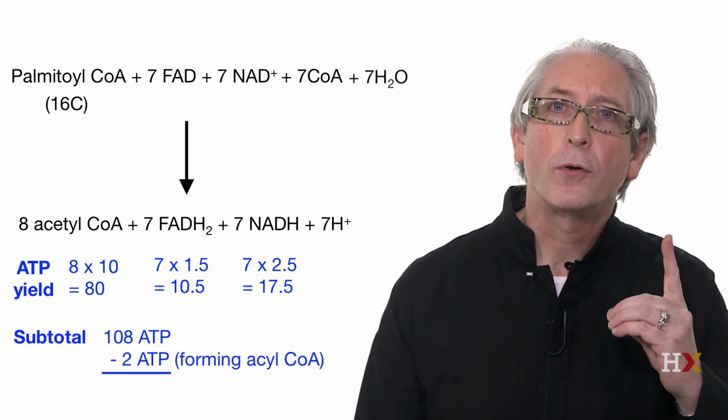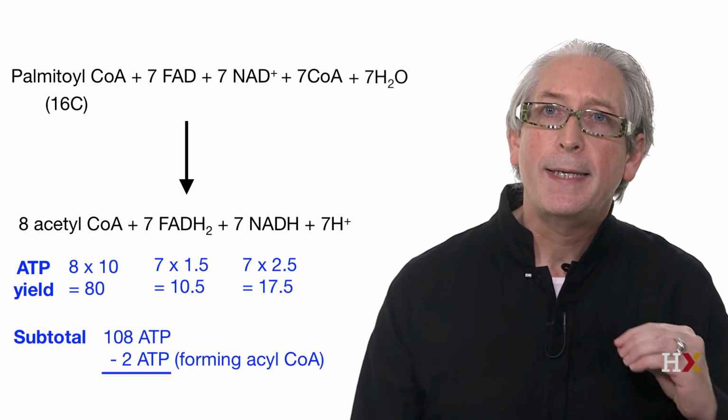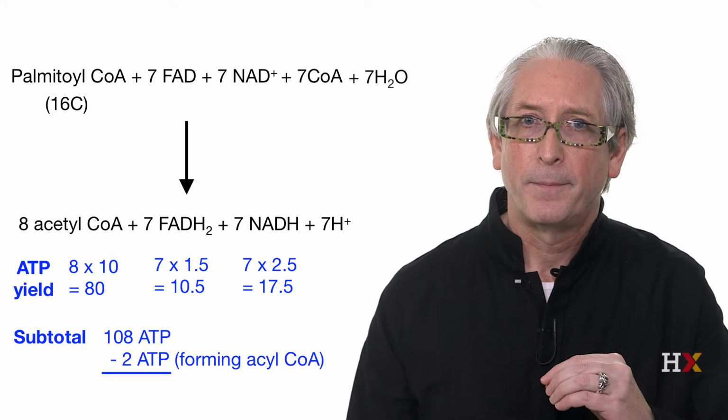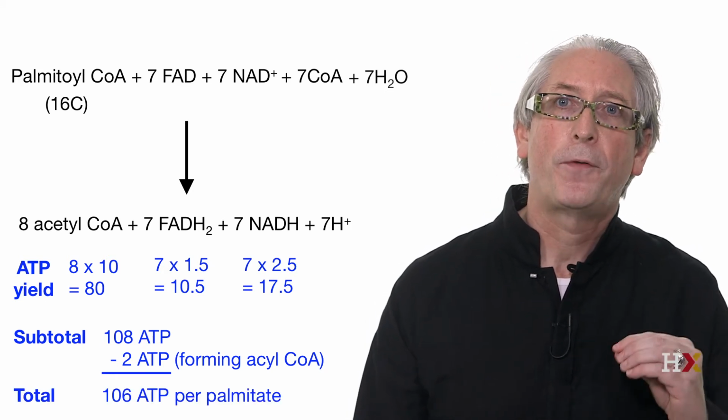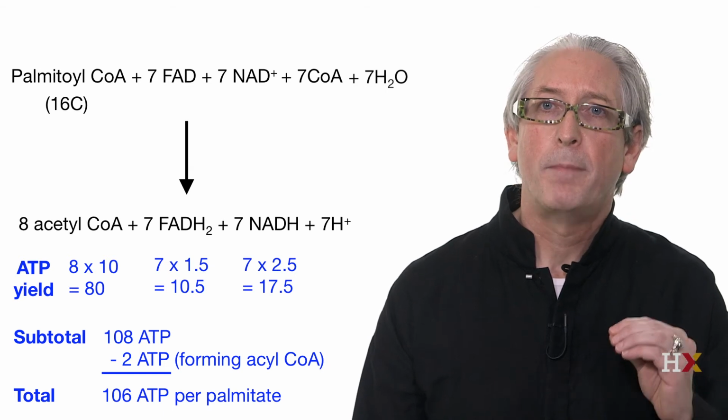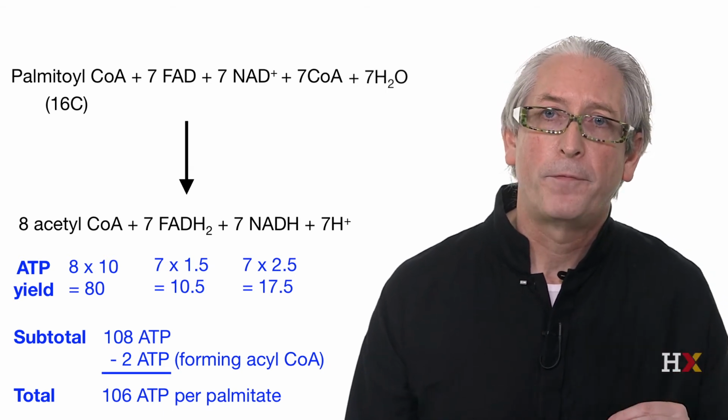But as you recall, 2 ATP are needed to convert palmitate to palmitoyl coenzyme A. So the net production of ATP is 106 molecules per molecule of palmitate. What happens with fatty acids that have an odd number of carbons? The beta oxidation for these fatty acids is largely the same as described before.